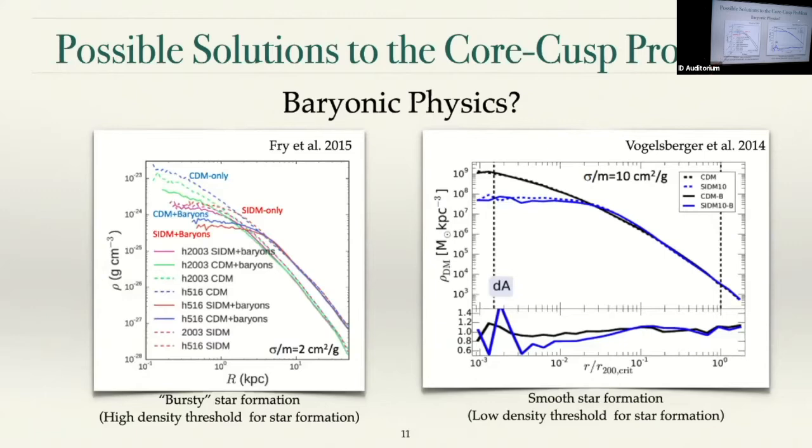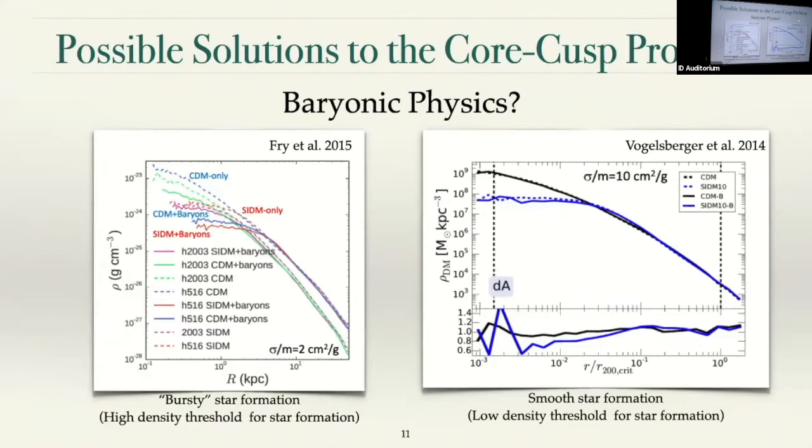Now, in this halo, H516, this is a larger mass halo that has a stellar mass greater than 10 to the 9 solar masses. And what you see in those halos is when you include baryons, and in particular bursty star formation, so you have a high density threshold for star formation, you produce cores. However, at this lower mass scale, so this is a halo that has a stellar mass less than 10 to the 9 solar masses, even with the baryons, you're still producing a slightly more cuspy profile.